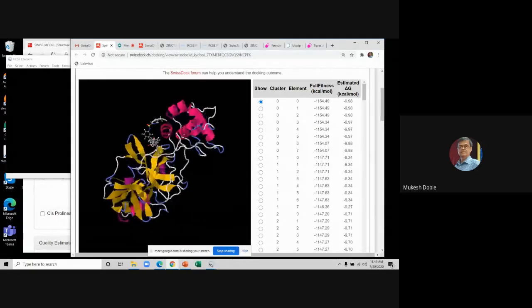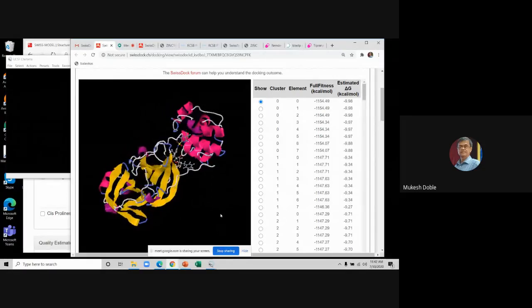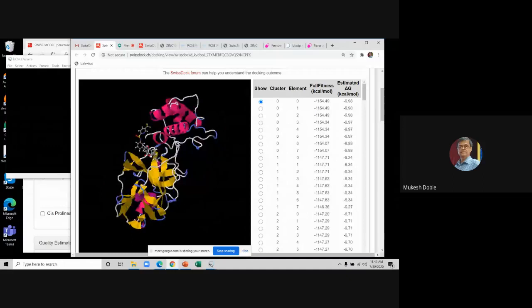Okay, so this is only one loop, so we can do for the other loops also, and then see how the binding energy. So basically, we look at binding energy. Some softwares also give binding scores. So binding energy means lowest number negative value. Binding scores means highest number positive value.